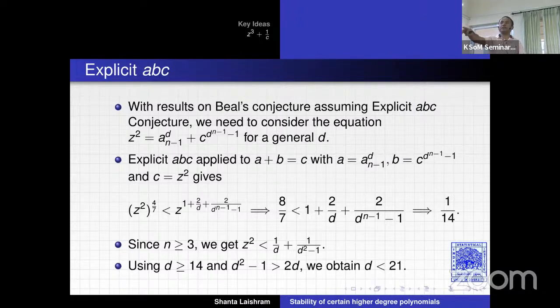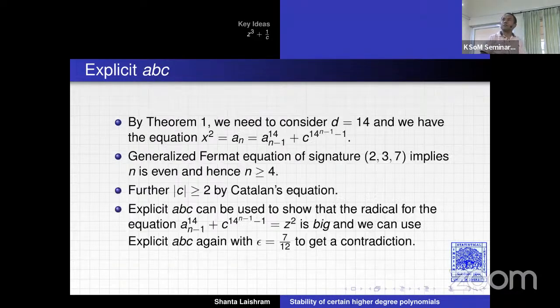So if n is bigger than or equal to 3, then you get that z^2 is less than 1/d + 1/(d^2 - 1). And so using d is 14 and d^2 - 1 bigger than d, we first obtain d less than 21. So basically when d is big, it straight away gives d less than 21. It's a little bit of work, but very easy. So first we obtain d is less than 21. After that, we need to consider very few cases.